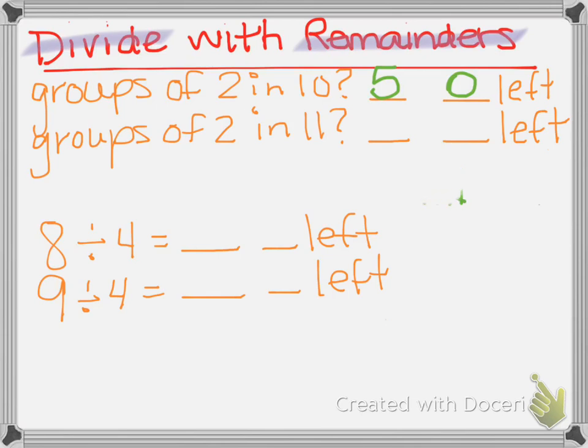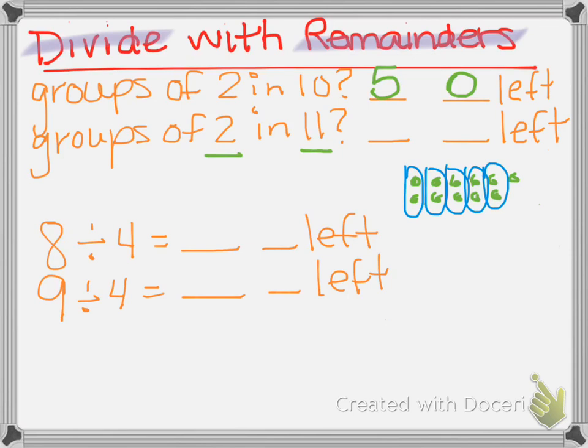Now, let's do it a little bit differently. How many groups of 2 are in 11? Well, let's look at this. I'm going to draw 11 circles: 1, 2, 3, 4, 5, 6, 7, 8, 9, 10, 11. There's 11 circles, and I need groups of 2. So 2, 4, 6, 8, 10, and then one left over.